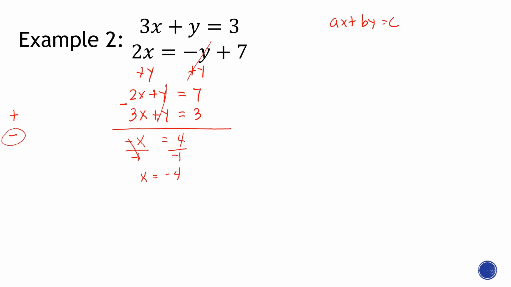Let's use any of the two equations. You can choose the original equation or the other one. Okay, so let's just use the first equation, 3x plus y equals 3. This will be 3 times negative 4 plus y equals 3. It's negative 12, right? 3 times negative 4 is negative 12, plus y equals 3, and then add 12 on both sides. This will be y equals 15.